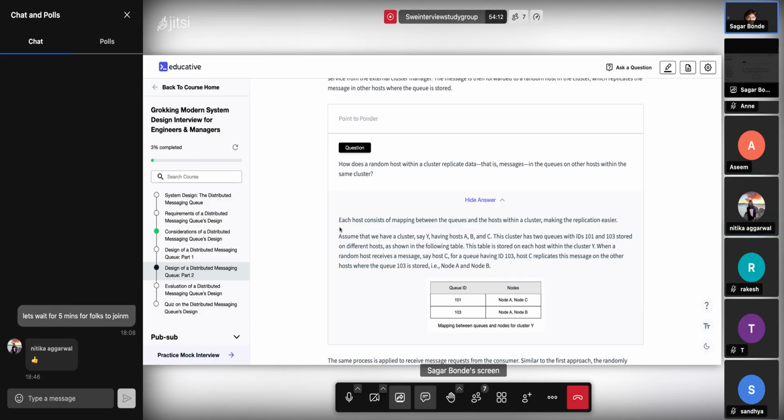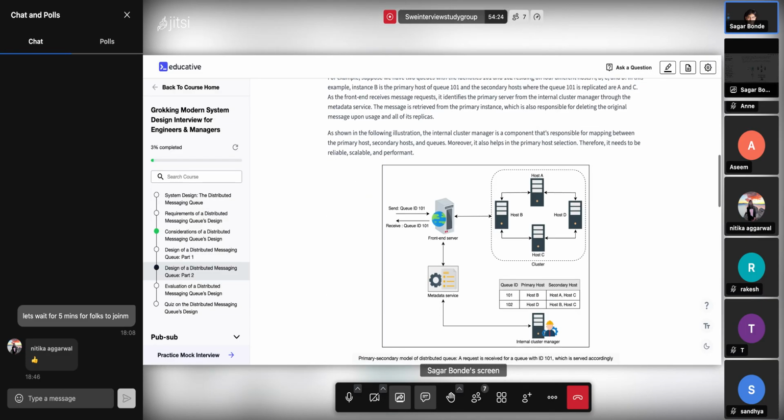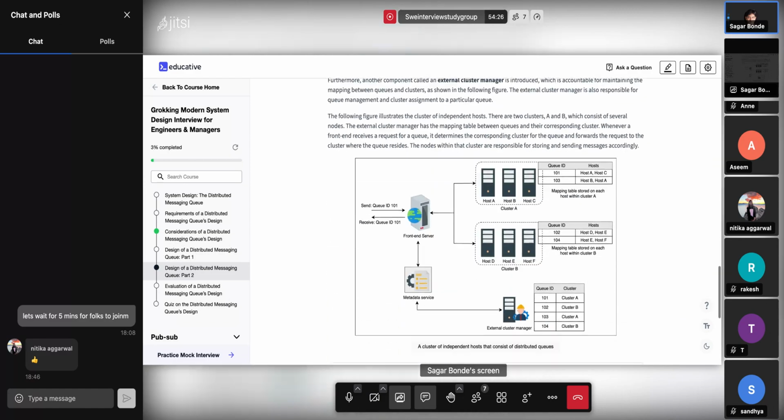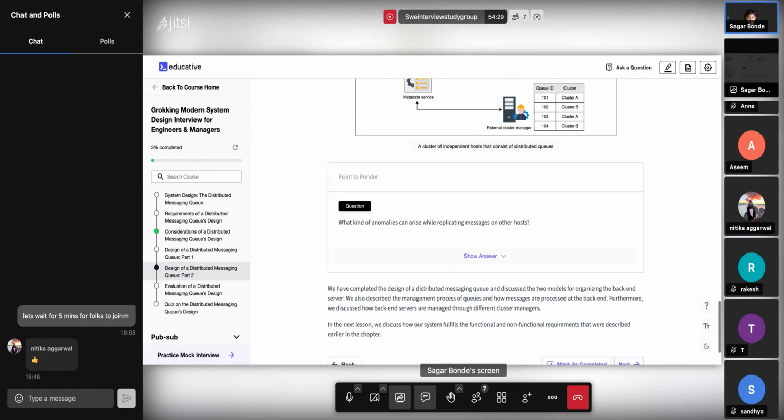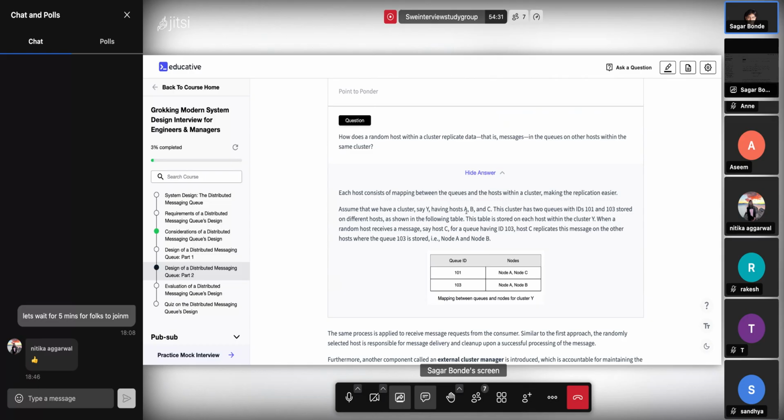So it says each host consists of a mapping between the queues and the hosts within a cluster, making the replication easier. The mapping we are talking about is, I think, the metadata service mapping, right? The same mapping could exist for a particular cluster as well. So whenever a request comes in, internally the hosts will try to manage among themselves for the particular cluster.